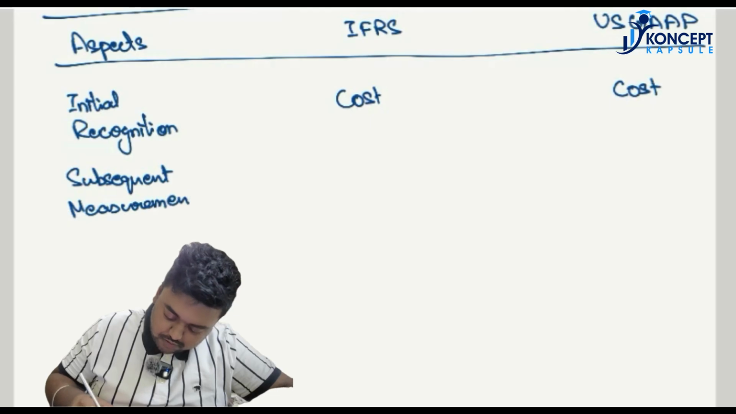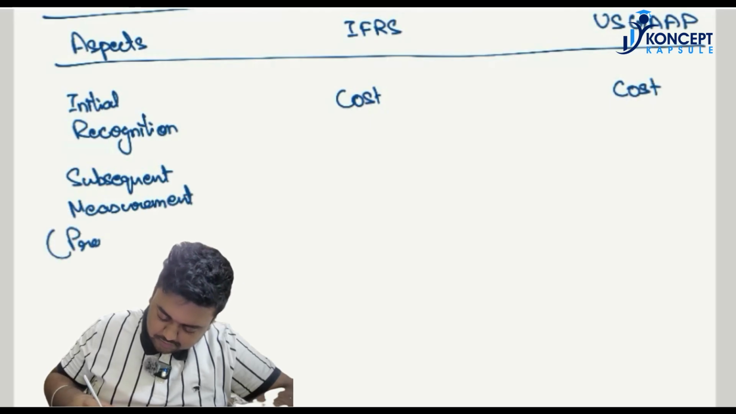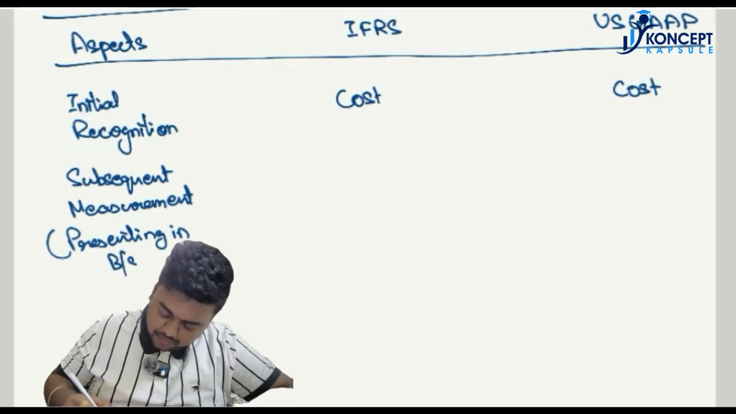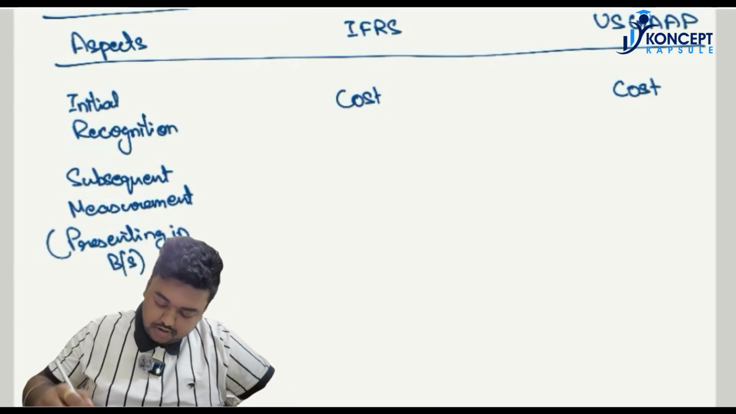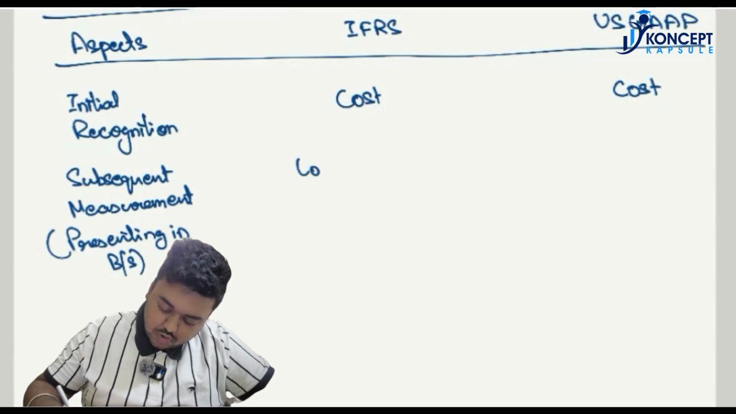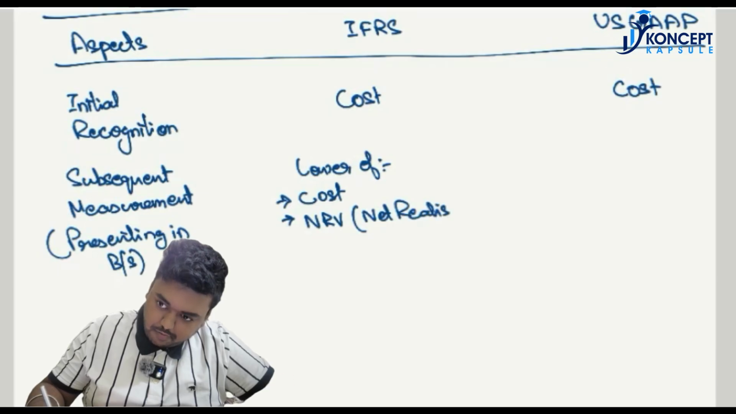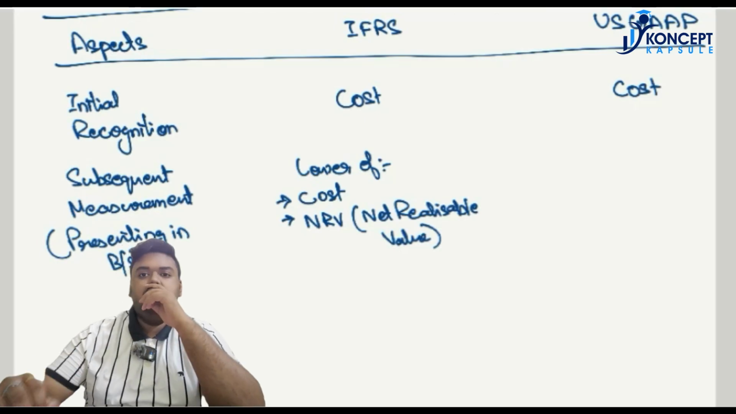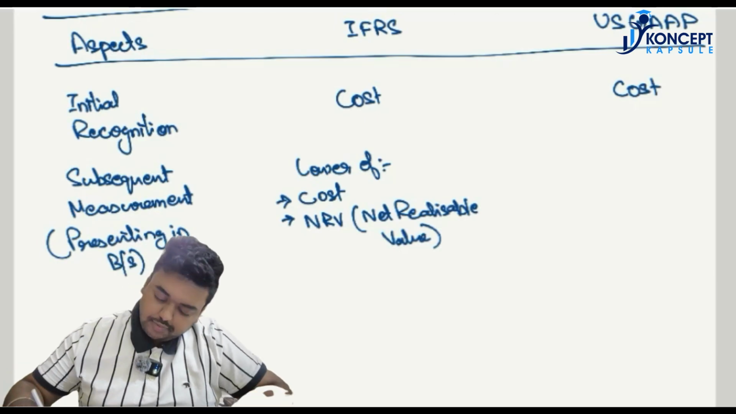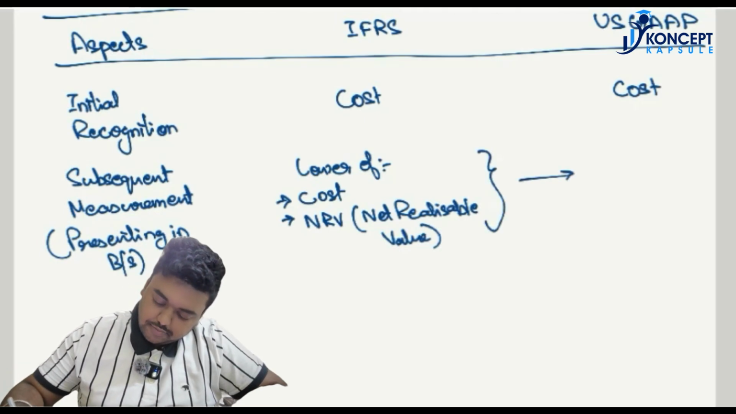Subsequent measurement means presenting in the balance sheet. IFRS says it is the lower of cost or NRV. What is NRV? Net realizable value. Lower of cost or net realizable value. This is also the same under US GAAP.